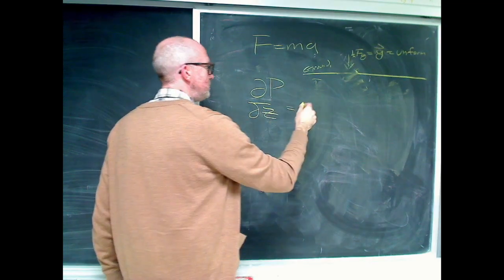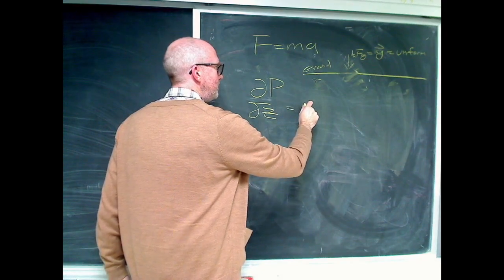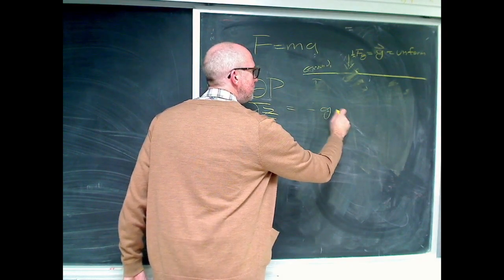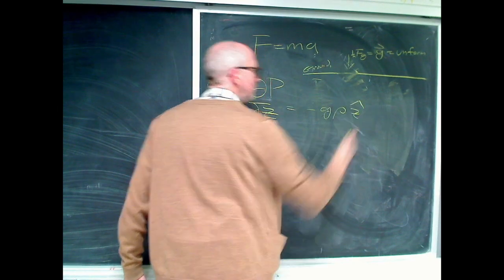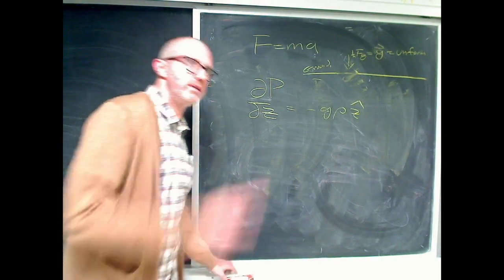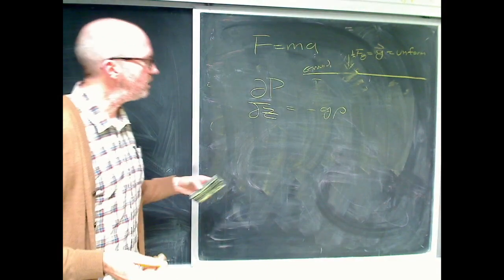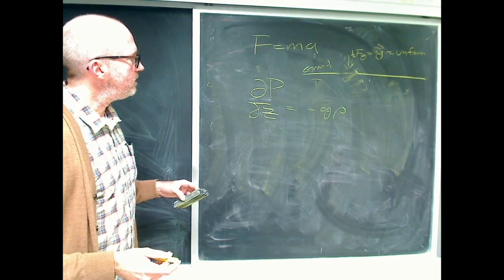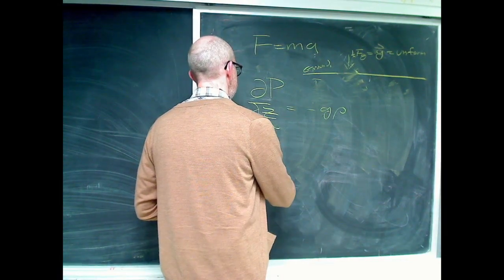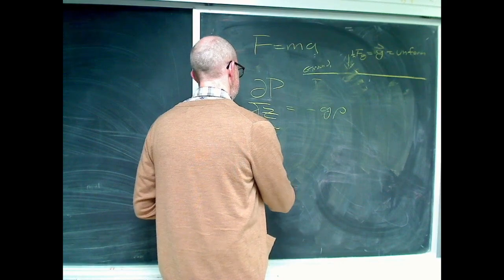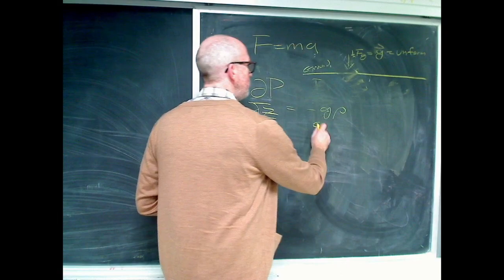So dP dz is the force, right? This is equal to minus g, my gravity, times rho, in the z hat direction. We only have gravity in z hat. So this is pressure pushing, and this is gravity pulling.